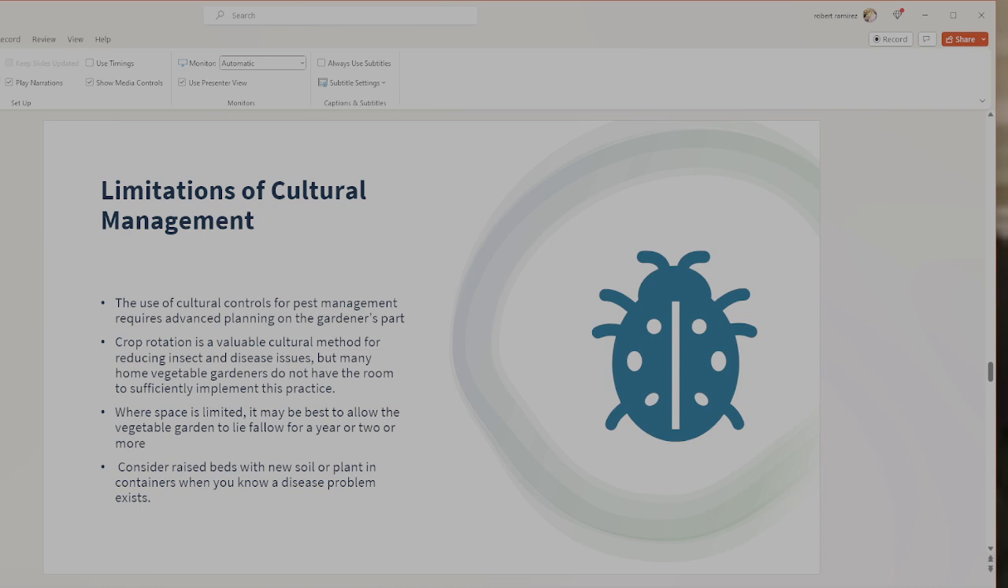Limitations of cultural management. The use of cultural controls for pest management requires advanced planning on the gardener's part. Crop rotation is a valuable cultural method for reducing insect and disease issues, but many home vegetable gardeners do not have the room to sufficiently implement this practice. Where space is limited, it may be best to allow the vegetable garden to lie fallow for a year or two or more. Consider raised beds with new soil or plant in containers when you know a disease problem exists.